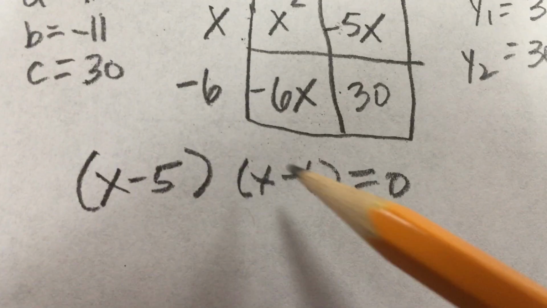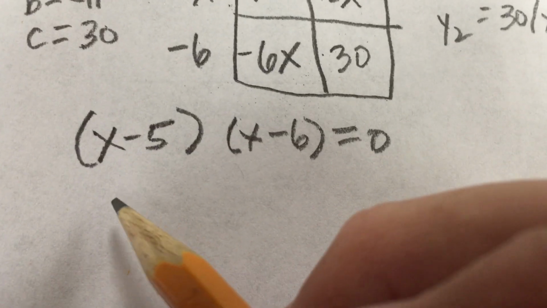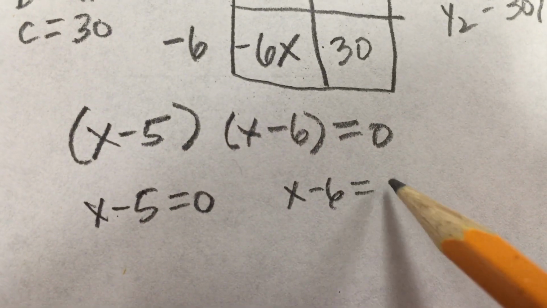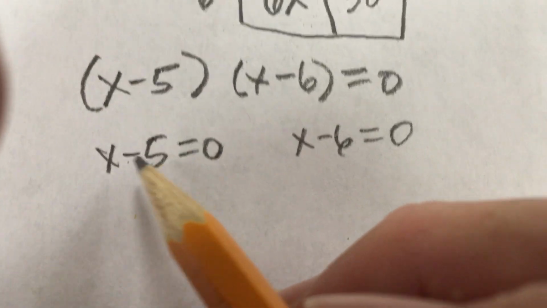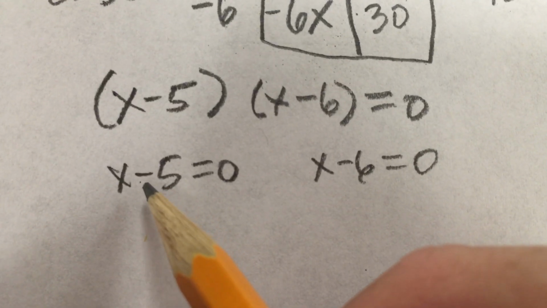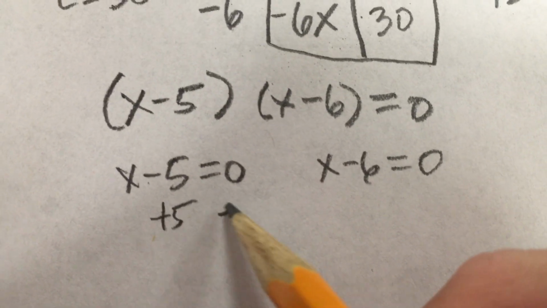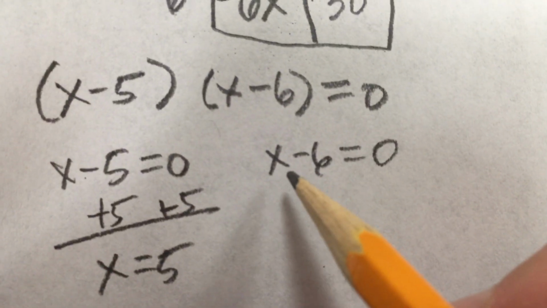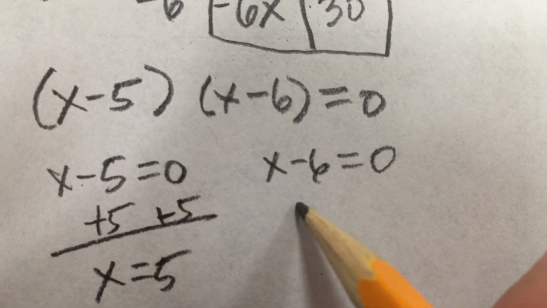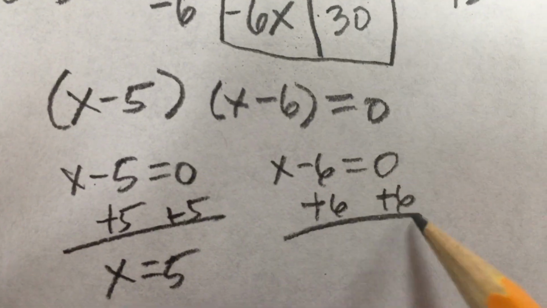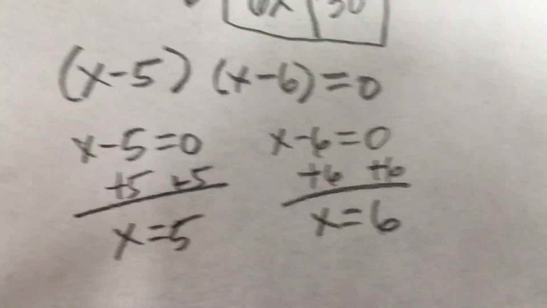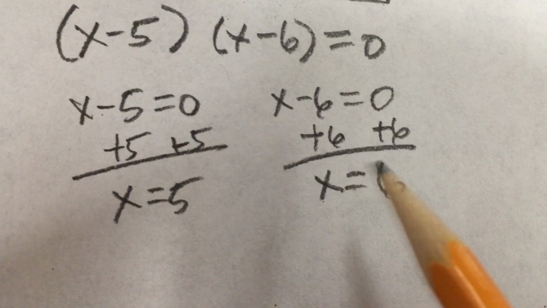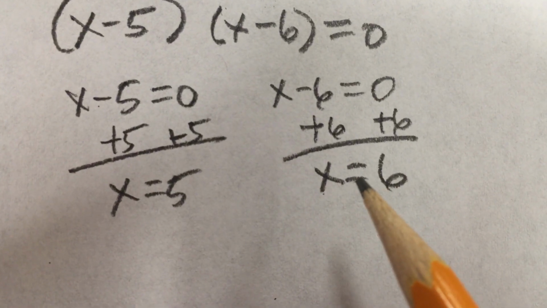And then again, I'm going to set each one of these equal to 0 and solve for it so I can get my answer. So x minus 5 equals 0. x minus 6 equals 0. In order for me to get the x by itself, I have to do the opposite of subtracting 5, so I have to add 5 to both sides. Here, I'm going to get the x by itself by doing the opposite of subtracting 6, so adding 6 to both sides. x equals 5, x equals 6. So here are our two solutions. This is where our graph would touch the x-axis if we were to graph it.